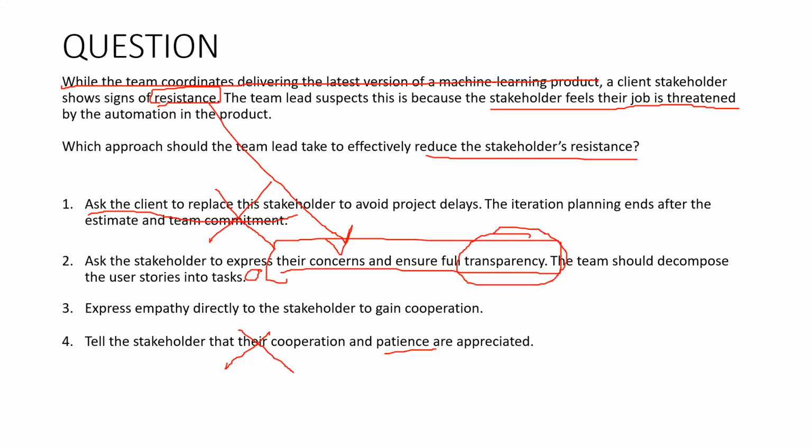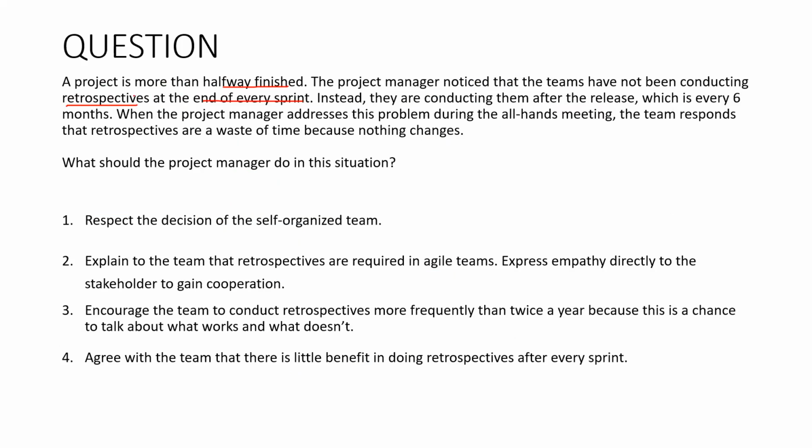While a project is more than halfway finished, the PM noticed that the teams have not been conducting retrospectives at the end of every sprint. Instead, they are conducting them after the release, which is every 6 months. When the PM addressed this problem during the all hands meeting, the team responded that retrospectives are a waste of time because nothing changes. What should the project manager do in this situation?